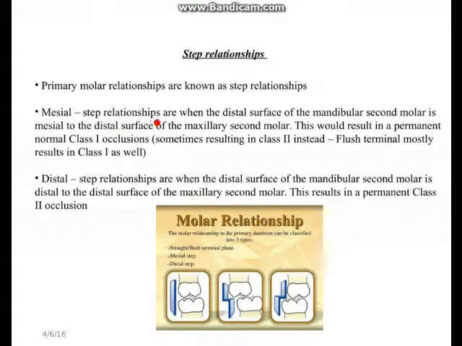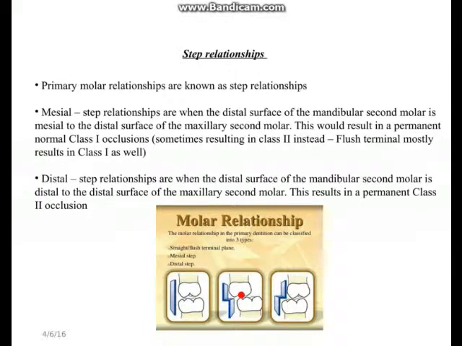So for the mesial step relationship, when does it happen? I'm pretty sure it's this one. It's when the distal surface of the mandibular second molar, the distal surface right over here, is mesial to the distal surface of the maxillary second molar. This would result in a permanent normal class 1 occlusion. Sometimes it results in class 2 instead.